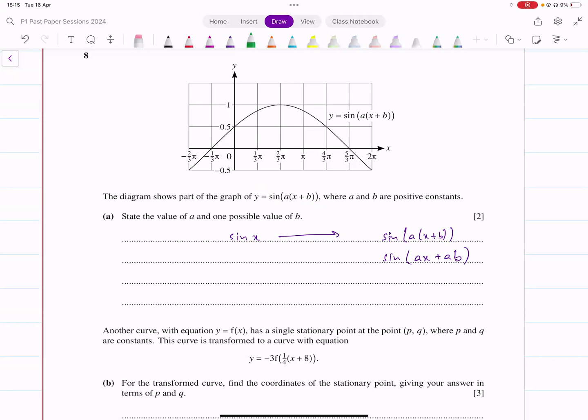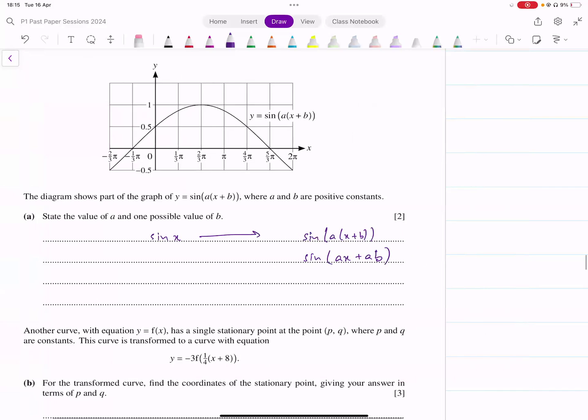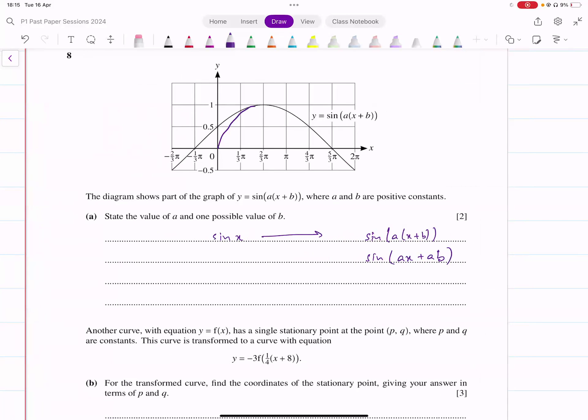Now, if the transformation is horizontal, let's think about what has changed horizontally. Remember the standard sine graph. It starts from 0 at 0, and at pi/2 it goes to 1. At pi, it becomes 0. And then it goes negative here, and then it completes the cycle at 2 pi. That's the standard sine graph. Now think about it. The original period was 2 pi. The original period of the sine graph is 2 pi.